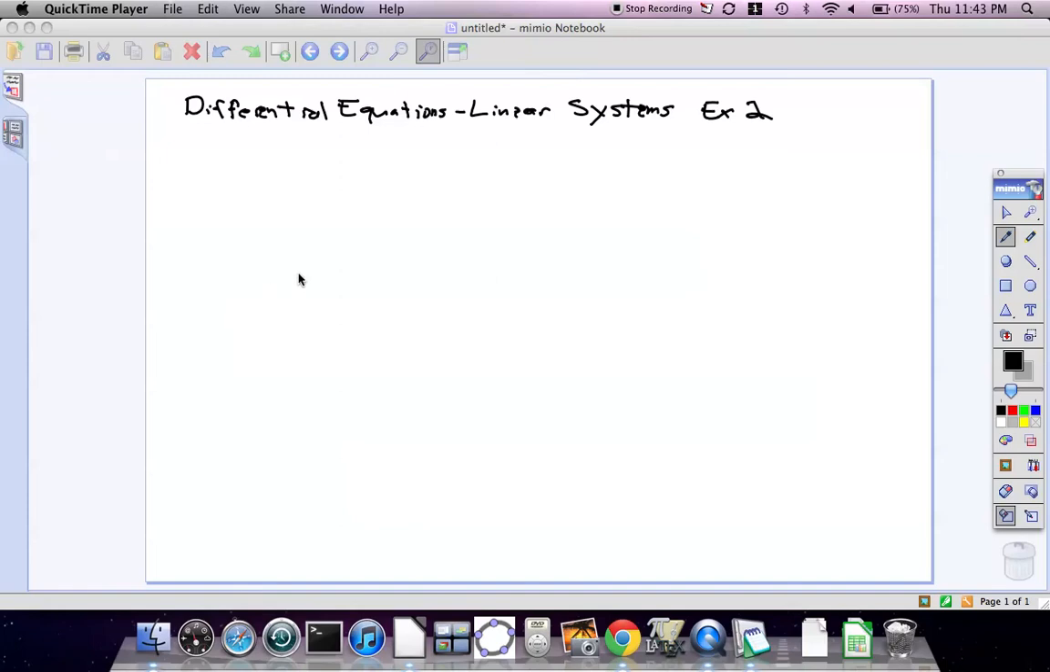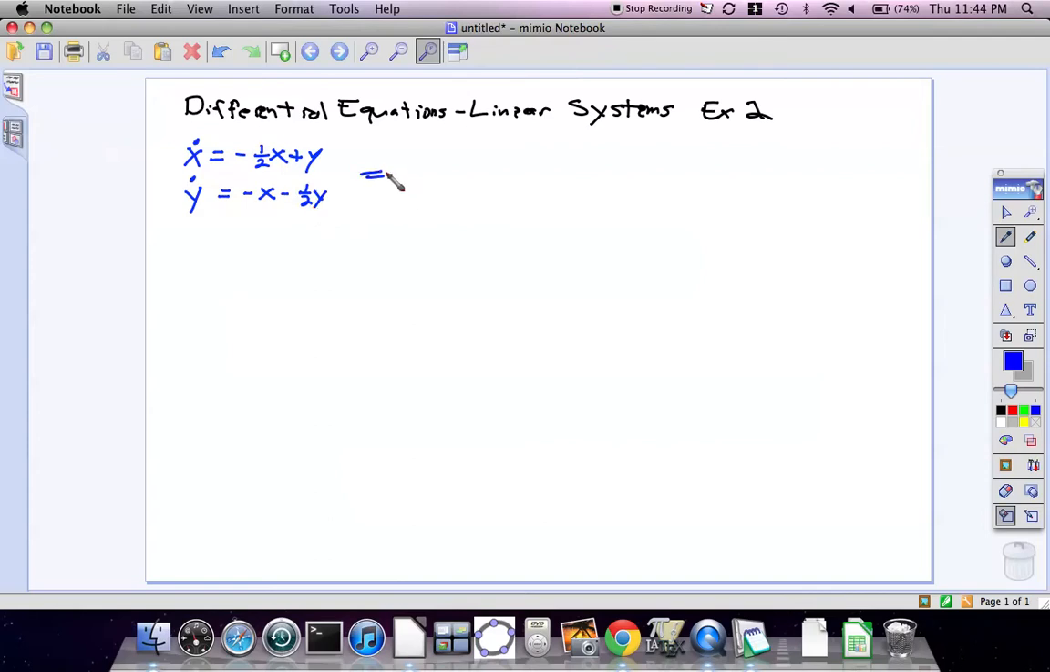Alright, welcome back. So here's my second example on linear systems with differential equations, and here I'm going to use again a matrix method. The system we're going to take a look at is x dot equals negative 1/2 x plus y. Y dot is equal to negative x minus 1/2 y.